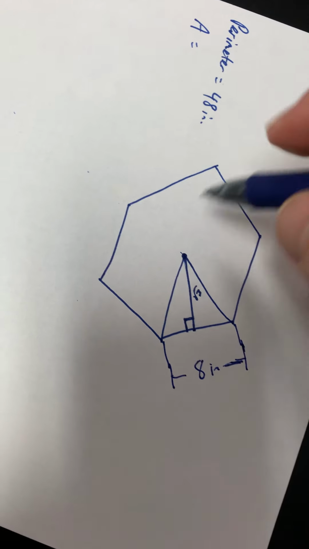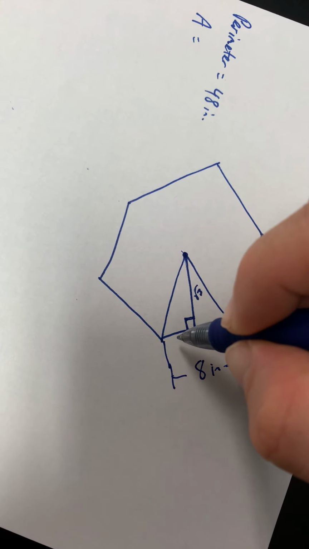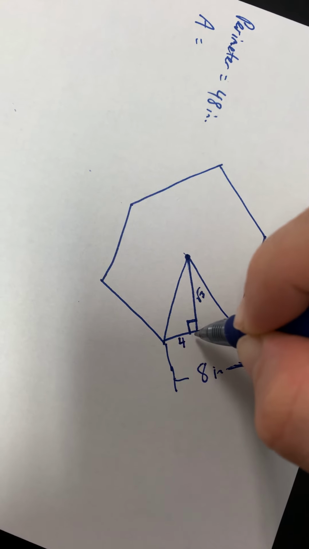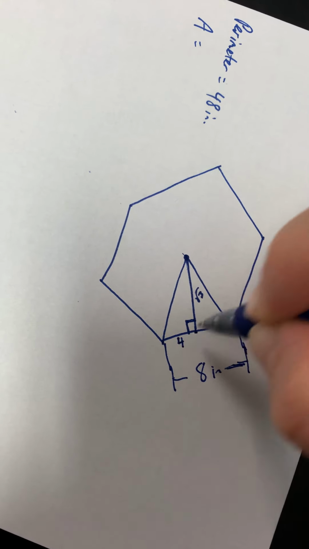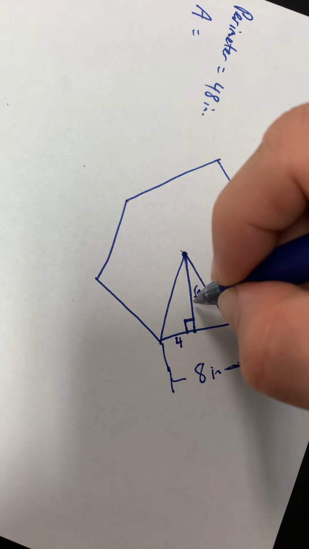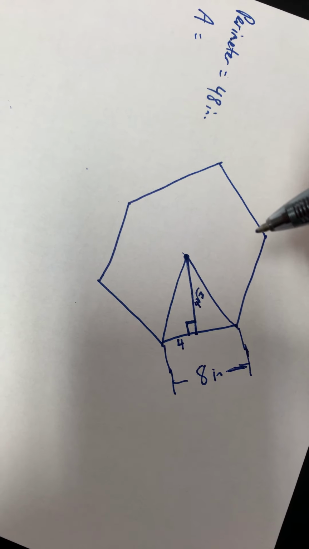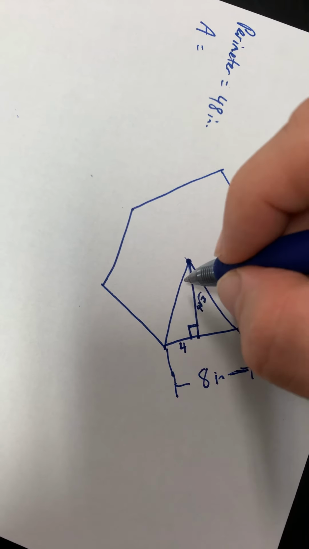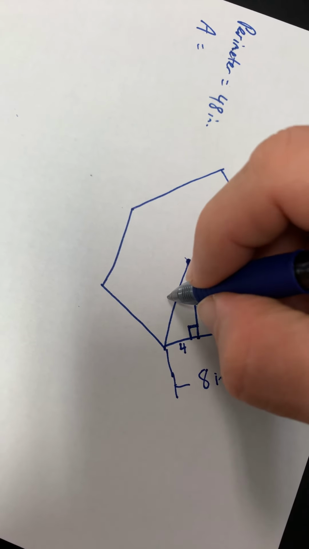Okay, so that means that just the short side of the triangle is 4. So from here to here is 4. That means that this is 4 times the square root of 3 in its length. And that means that this is 2 times the length of this, which means this is 8.